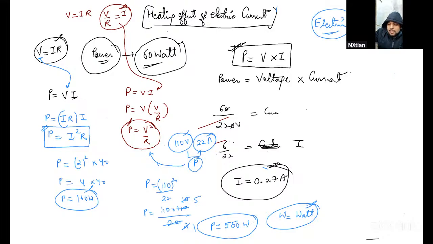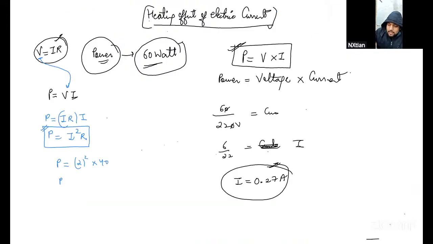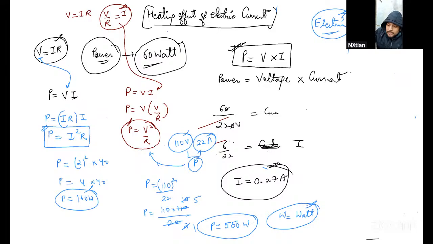For example, I am using a fan, but one condition is there: the power should be in kilowatt and the time should be in hour. So how to change a watt into kilowatt? By dividing by 1,000.